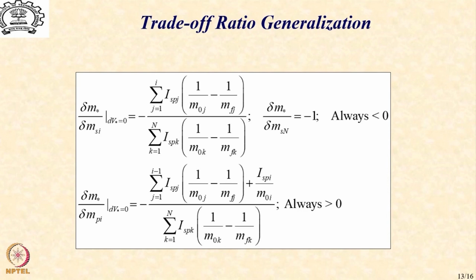That in order to increase the payload mass, I must reduce the structural mass. So that's the relation. Whereas in order to increase the payload mass, I must increase the propellant mass. So if I increase the propellant mass, or if I increase the ISP, I will get a higher M star. Whereas if I decrease the structural mass, I will get a higher M star, or if I increase the structural mass, I get a lower payload mass.